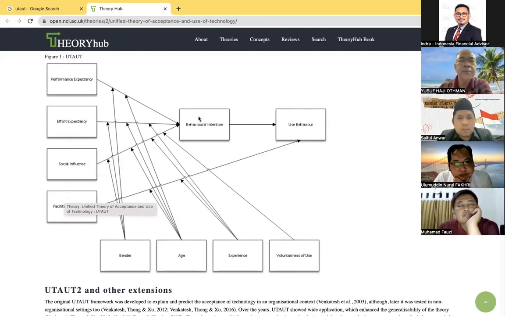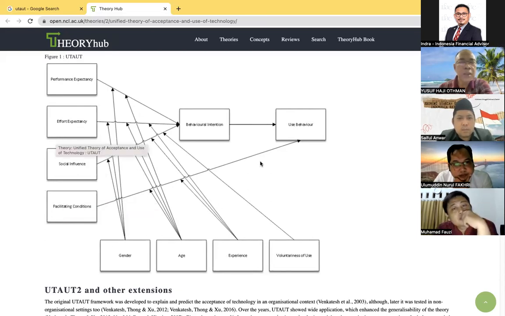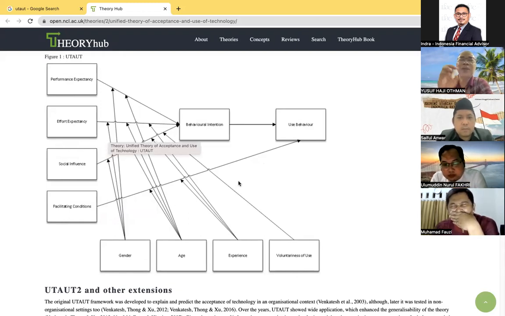We have one mediating variable and four moderating variables. So look at this, all right? And look at the recent research on UTAUT. Now they have UTAUT 2, the second version of UTAUT. Look at this first. That's why I said it takes time. You cannot simply throw in variables that you like. If you do that, later on, you'll be in trouble.